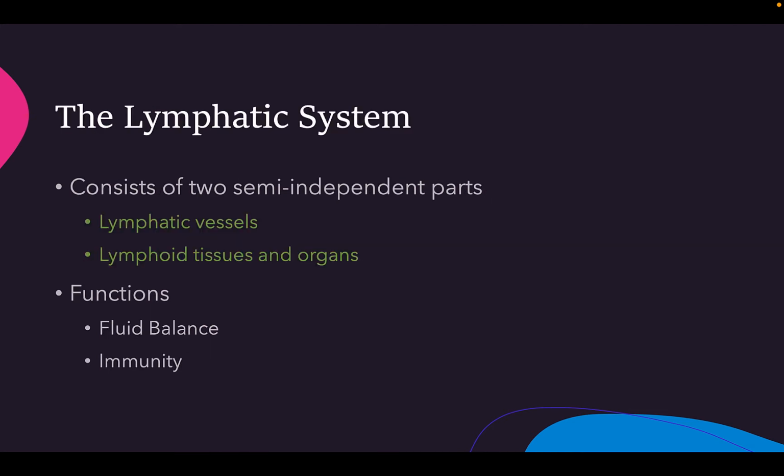So just starting, well, what is the lymphatic system? It consists of two semi-independent parts. You have the lymphatic vessels and the lymphoid tissues and organs. And then they function to balance fluids in the body as well as control immunity and your response to the environment around you based on what you have provided. And so fluid balance and immunity are the main functions of the lymphatic system.